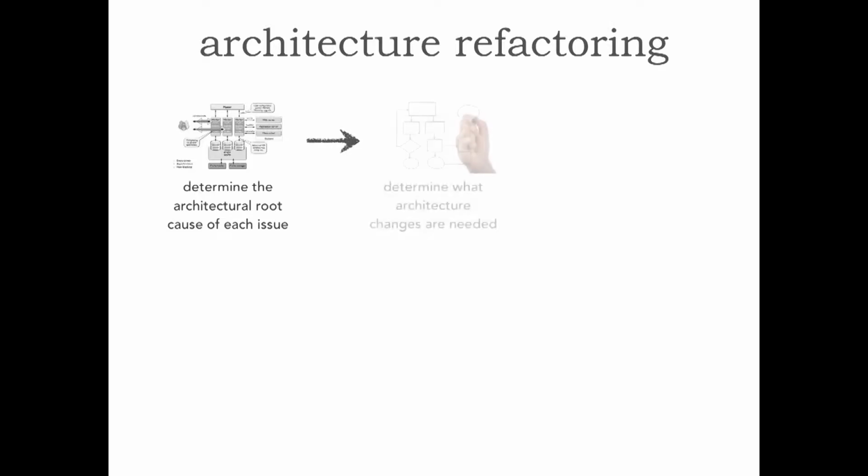Okay. Then, if it is an architecture related issue, what changes can we make in the architecture to actually resolve this issue? Okay, and that's the second step. This is really determining what the end state of the architecture will be to be able to fix some of the issues that we're seeing on the project architecturally.